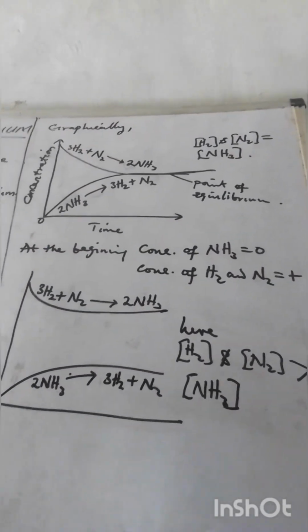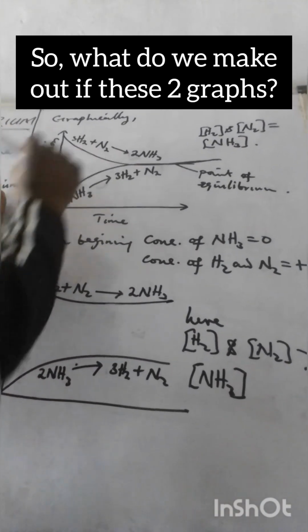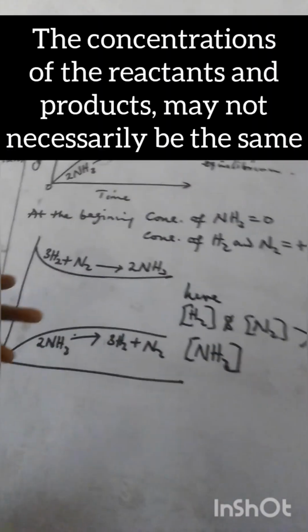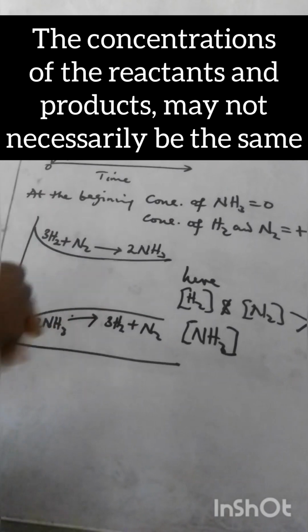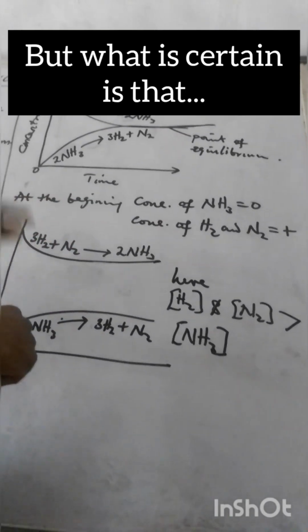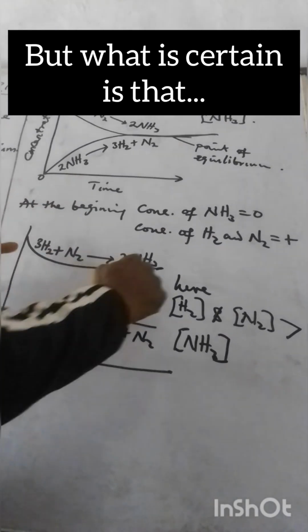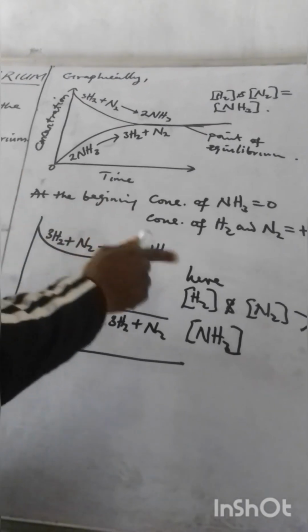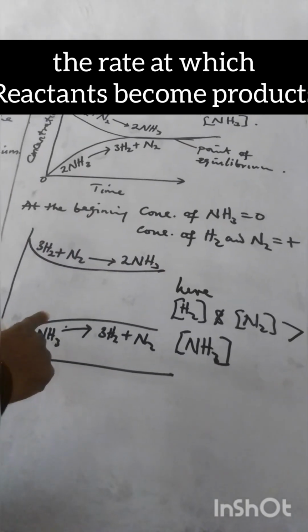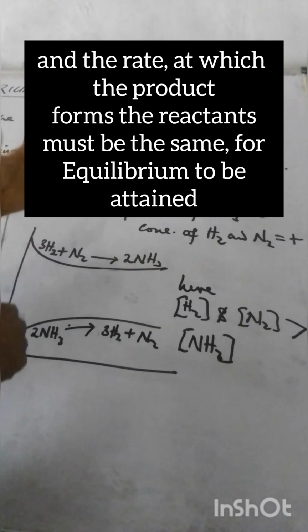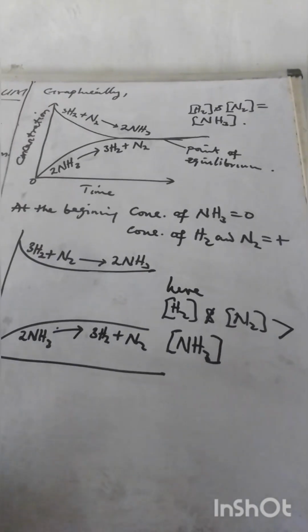So what do we make out of these two graphs? The concentration of reactants and products at equilibrium may not necessarily be the same. They may be different, but what is certain is that the rate at which the reactants form the products and the rate at which the products form the reactants must be equal for equilibrium to be attained.